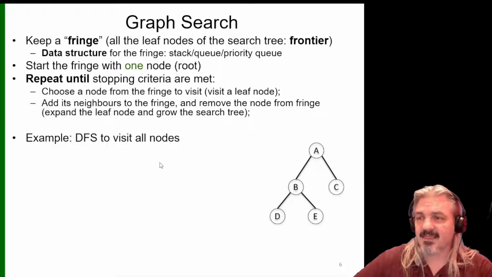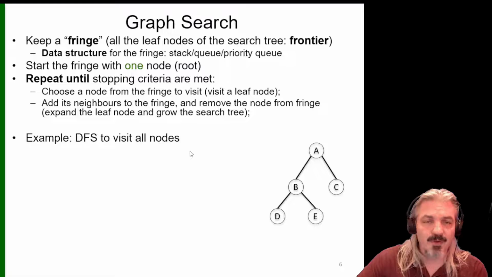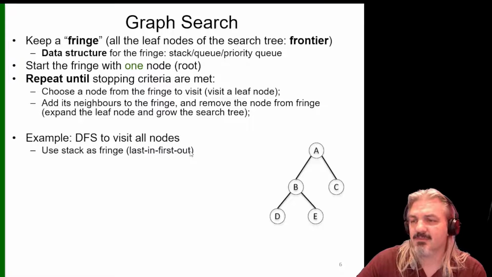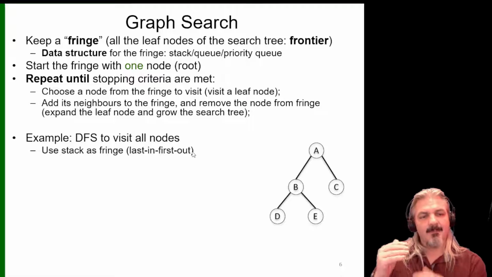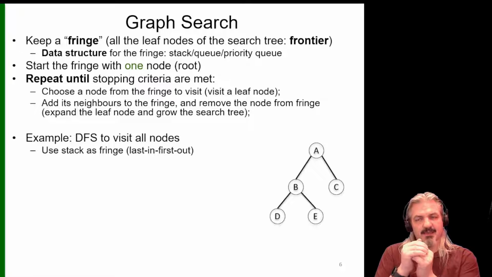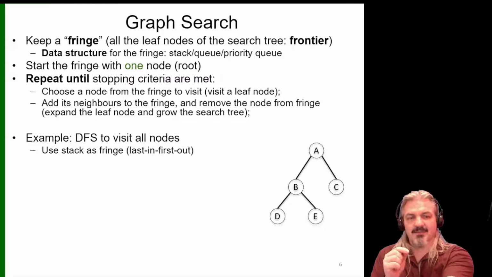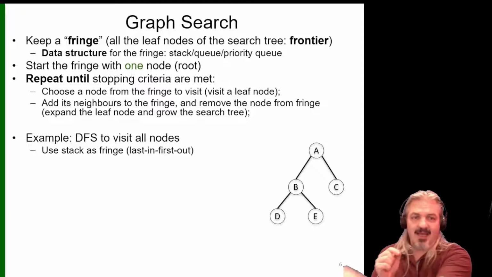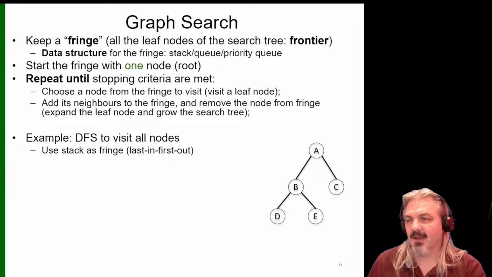So if we have an example of a depth first search through all nodes, DFS, depth first search, we use the stack as the fringe, right? So last in, first out, because for a depth first search, the idea is I'm just going to keep going down until I get to a leaf node, and then step back up and then go down again until I get to the end. So it's very simple.